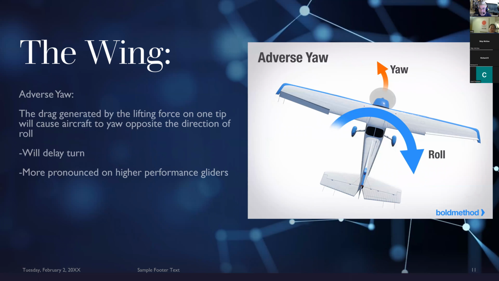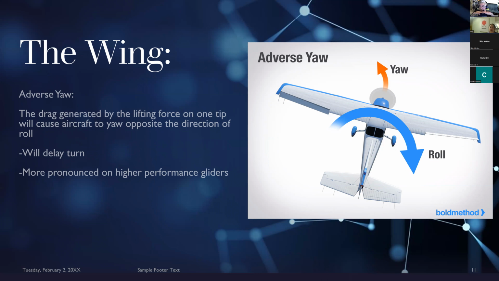Okay, adverse yaw. Whenever you create lift, you create drag. So the drag generated by the lifting force on one tip will cause the aircraft to yaw in the opposite direction of the roll. It will delay the turn and is more pronounced in high performance gliders.